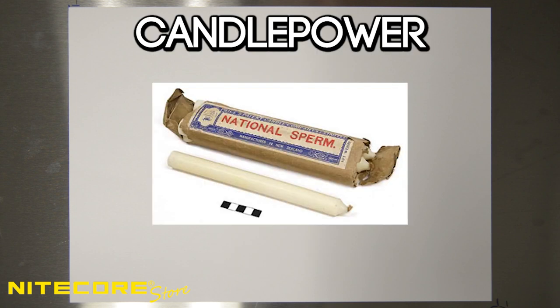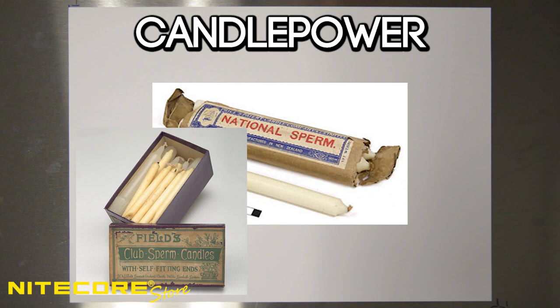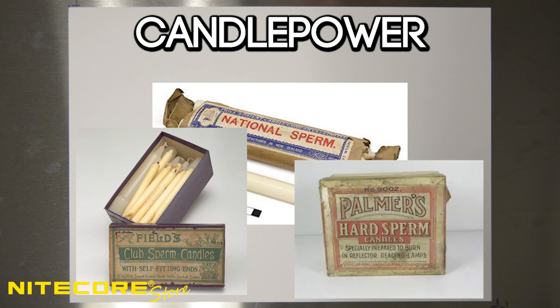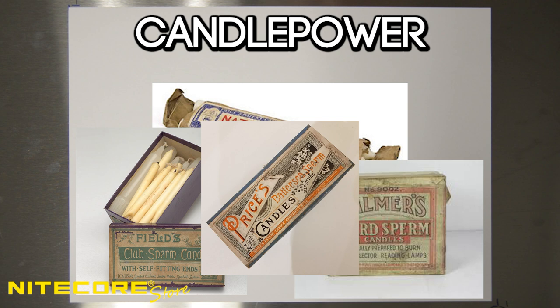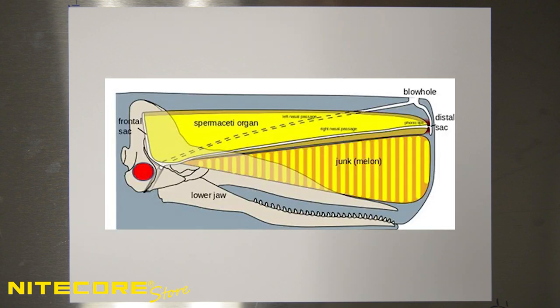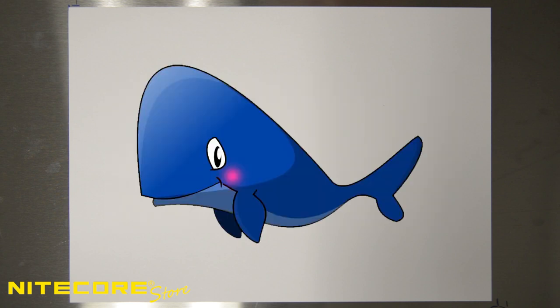One candle power was the amount of light produced by the flame of a single pure spermaceti candle weighing 1/6 of a pound and burning at the rate of 120 grains per hour. Spermaceti, of course, is the white, waxy material collected from sperm whales. Thank goodness those words were in that exact order.